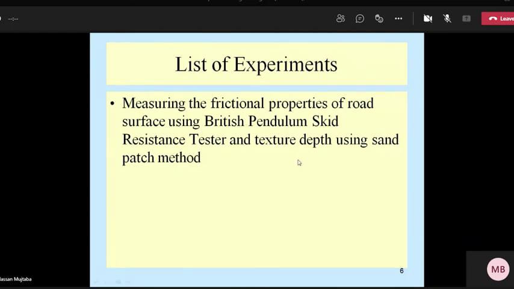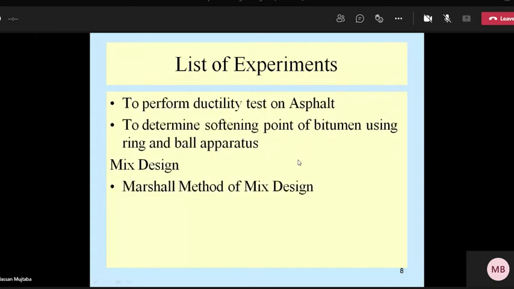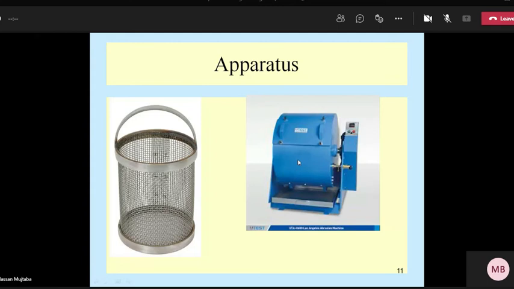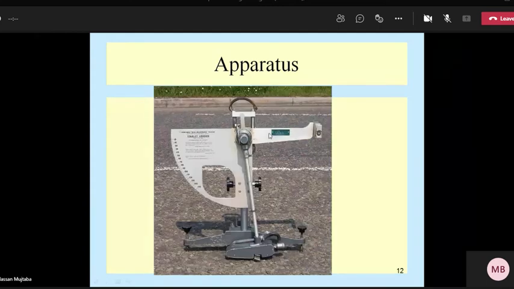कि अगर एक्सीडेंट्स वगैरह बहुत ज्यादा हो रहे हैं और आप उसको डिग आउट करना चाह रहे हैं कि व्हाट इज द कॉज, तो अगर ज्योमेट्रिक डिजाइन ठीक है, बाकी पैरामीटर्स ठीक हैं, देन व्हाई एक्सीडेंट्स दे आर टेकिंग प्लेस. तो यू मे मेजर द फ्रिक्शनल प्रॉपर्टीज. इट्स अ नॉन डिस्ट्रक्टिव टेस्ट. कैसे परफॉर्म करते हैं? दिस ऑपरेटर्स दैट इज द ब्रिटिश पेंडुलम स्किड रेजिस्टेंस टेस्टर.